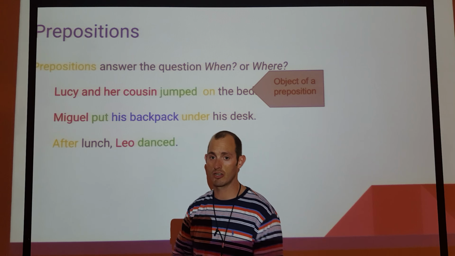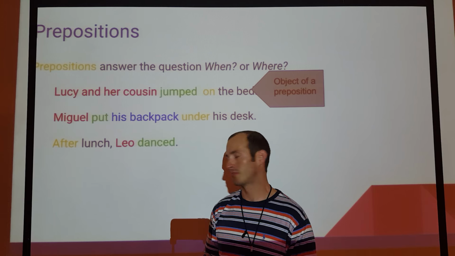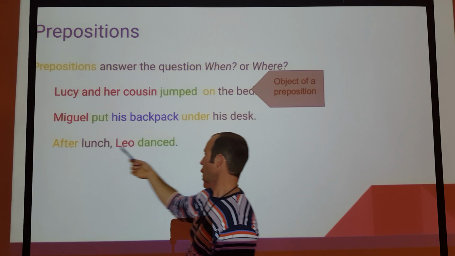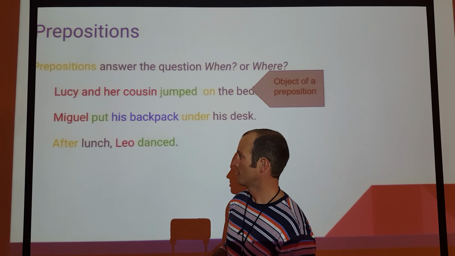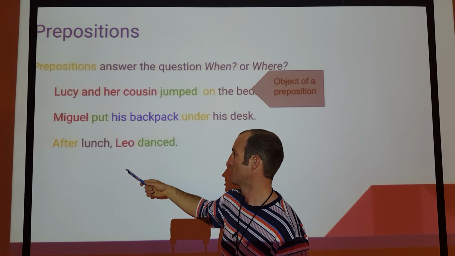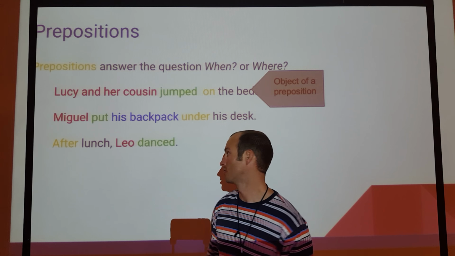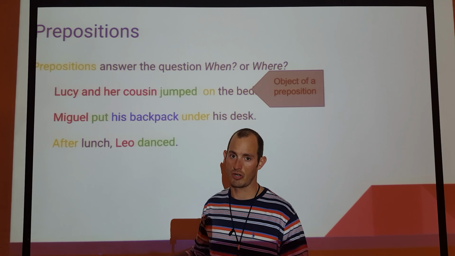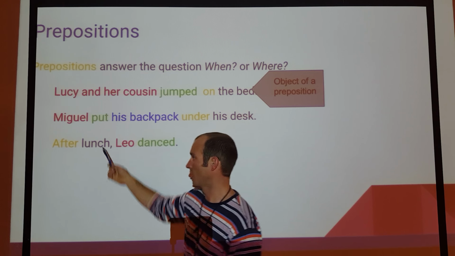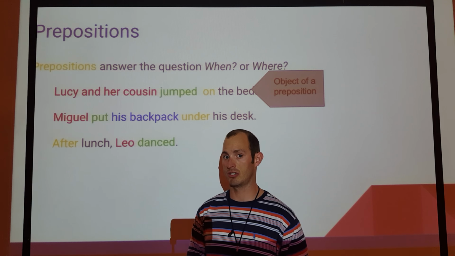The last one that we're going to do has to do with time. I'm sorry, place. What am I thinking? After lunch, Leo danced. What is the verb here? Danced. Who did the dancing? Leo. When did he do it? The question is when. Not just lunch, but after lunch he danced.